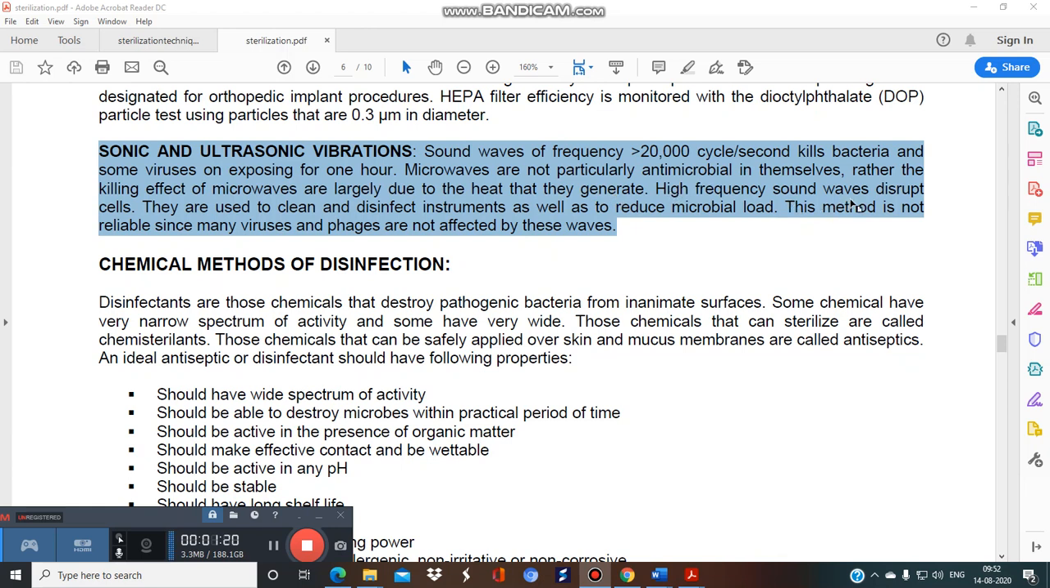High frequency sound waves disrupt various bacterial cells, and this is used to clean and disinfect various types of instruments as well as to reduce microbial load. I hope you are familiar with the term microbial load. We have already covered this in unit number 1. Yes, this method is sometimes not reliable, since many viruses and phages, that is the bacteriophages, are not affected by these types of ultrasonic, or you can say sound waves.